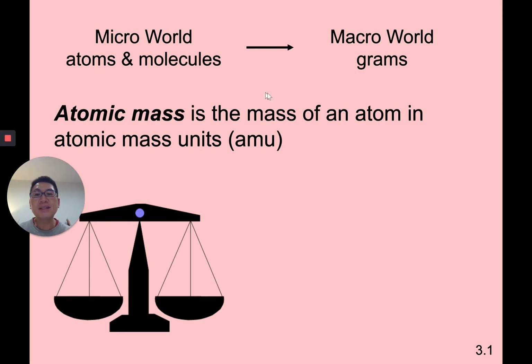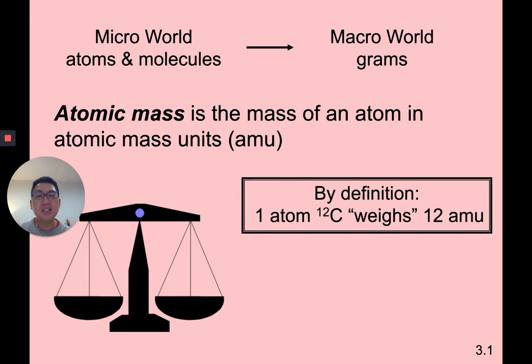So what is an atomic mass unit? It's something we made up, and the definition is this. By definition, one carbon-12 atom weighs 12 AMUs. Why do we come up with that? Carbon-12 is the most common form of carbon. There are many different isotopes of carbon, but carbon-12 is the most common form. So we just use the most common thing.